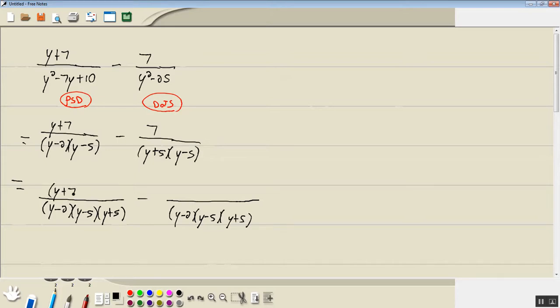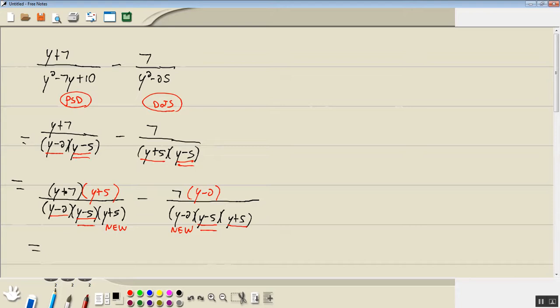Now we have to look at what's new on these. This had a y minus 2, this has a y minus 2. This has a y minus 5, this has a y minus 5. The new item down below is the y plus 5, so we have to put that up on top. Mathematical principle is whatever you multiply by the bottom, you have to multiply by the top. Here we have y plus 5, that y plus 5 is still there. Here we have y minus 5, that y minus 5 is still there. The new item down below is the y minus 2, so we have to put that up on top.